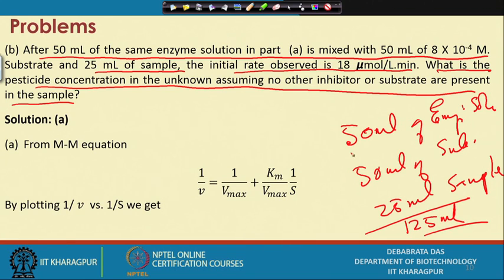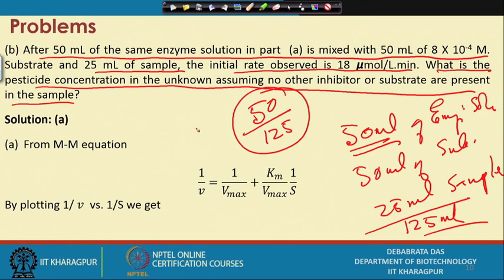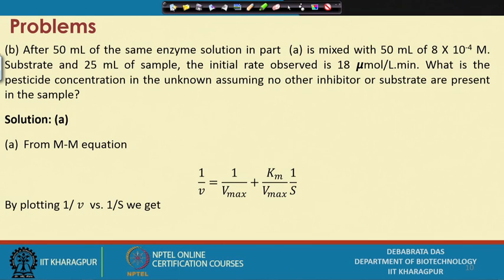So, when we use this enzyme solution, what dilution do we have? The dilution is 50 by 125. So, whatever substrate concentration we have has to be multiplied by this factor, and only then will we get the exact substrate concentration, and then we can find out exactly what the inhibitor concentration is. Let us see how we have solved that.